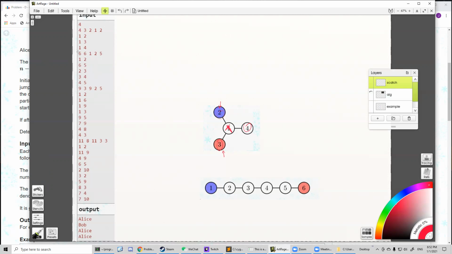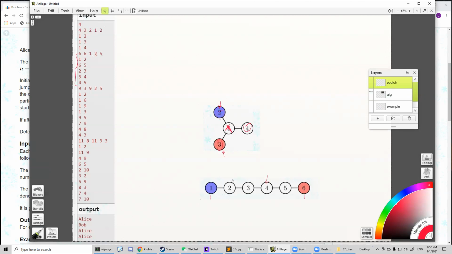And for the second test case, we have 6 nodes, and this is Alice's starting point, and this is Bob's starting point. And in each round, Alice can move 1 step, right? Actually, Alice can move 2 steps, and Bob can move 5 steps. So in that case, in the first round, Alice can move here. Let's move a little bit closer to Bob. Let's move here.